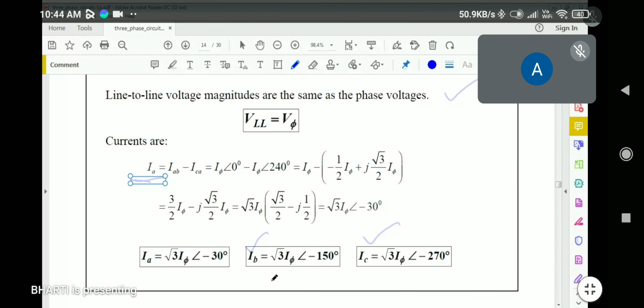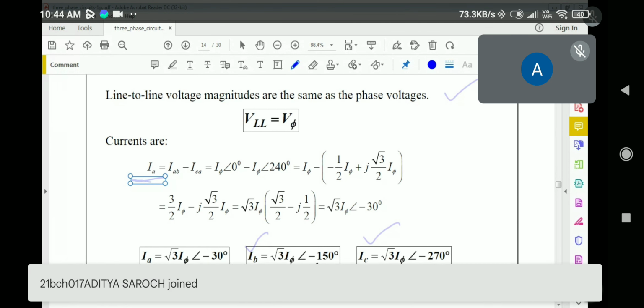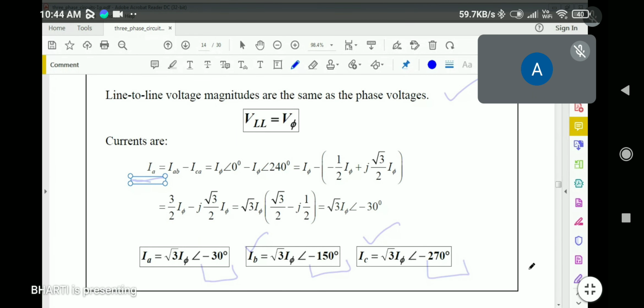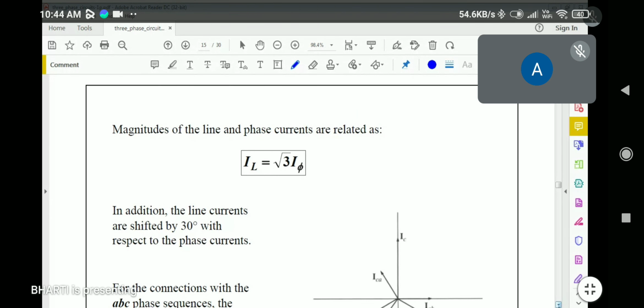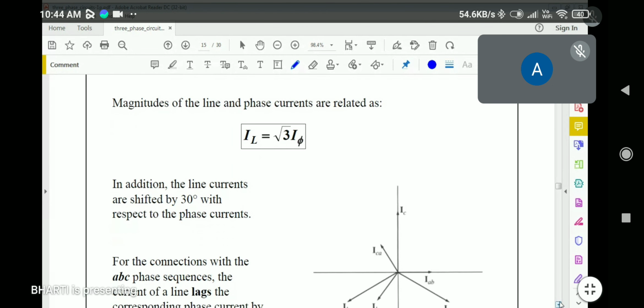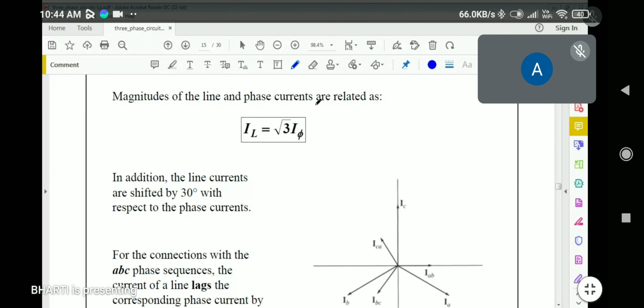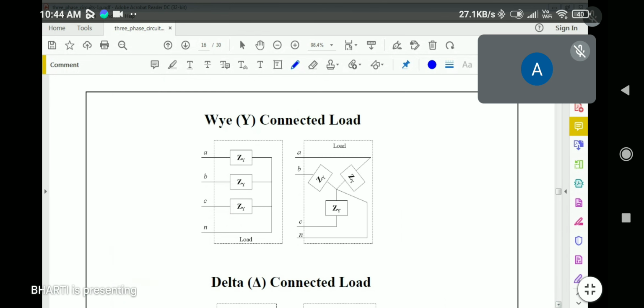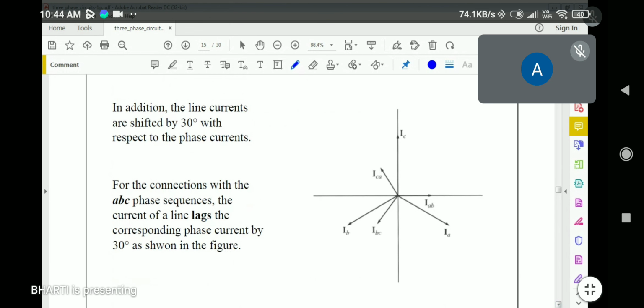This is clear. And here, if you see, how much phase angle difference is coming? Minus 30 degrees. So that minus becomes 150 here, and here it becomes plus 270. Is this clear to everyone? Yes, ma'am. So magnitudes of line and phase current are related: IL is equal to root 3 times IP. Fine. And what about the angle? Just as we did there, we will discuss the angle over here.